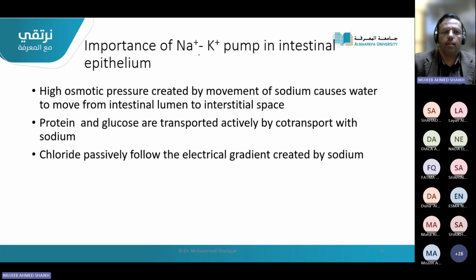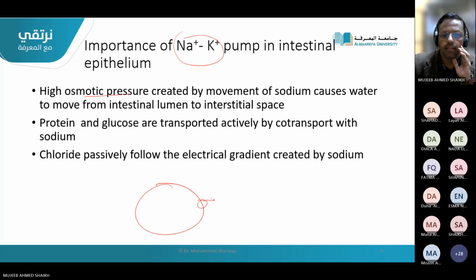So this is the importance here, sodium potassium pump, why it is important. It creates high osmotic pressure because of the movement of sodium, which is an osmotically active particle, and protein and glucose are transported. As I told you, there is a secondary active transport. Here on this side, 3 sodium is gone, 2 potassium came in, every cycle.